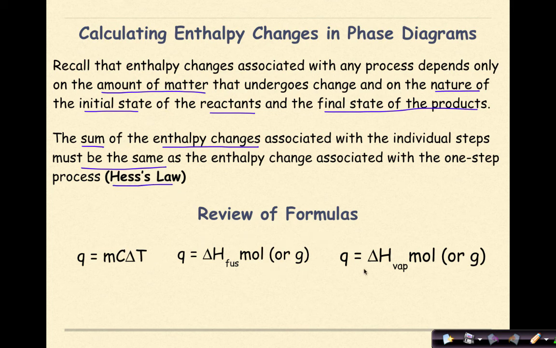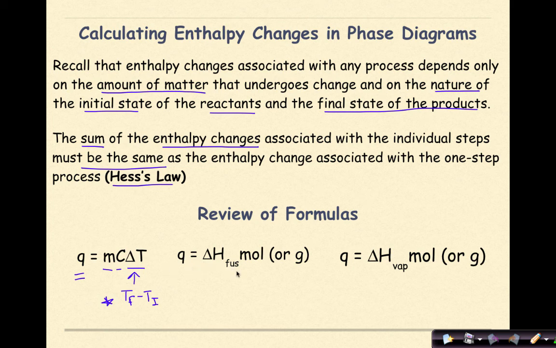Here are a couple of formulas that we're going to use as we calculate enthalpy changes in phase diagrams. The first is Q equals mc delta T, where Q is our amount of energy in joules, m is our mass, c is our specific heat capacity, and delta T is our change in temperature. The key thing you need to remember here is that delta T will always be temperature final minus temperature initial. That is very important to remember.